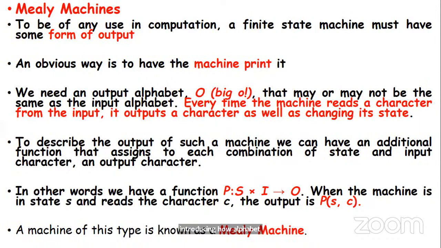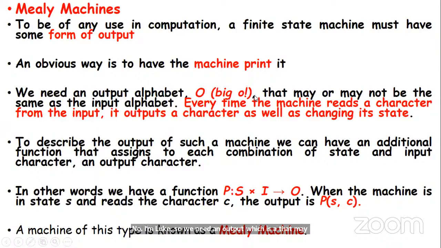So that makes a Mealy machine a 6-tuple with what? Input symbols or input alphabet, a transition function, a set of states, an initial state, and an accepting state. And we need an output alphabet, which is a big O, that may or may not be the same as the input alphabet.